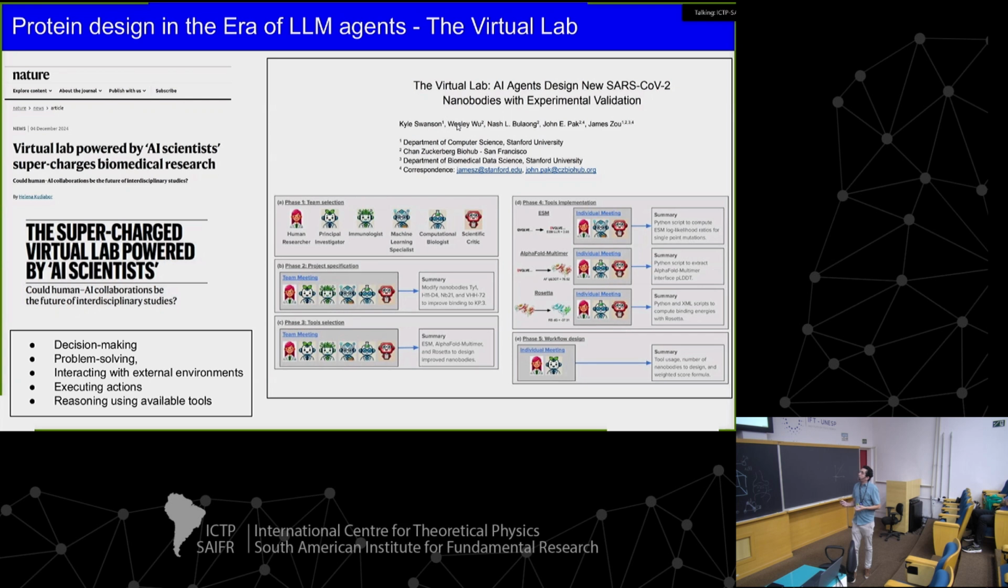But you have other agents, like a principal investigator, an immunologist, ML specialist, a computational biologist, a scientific critic, that based on the input of the human, let's try to design those nanobodies, they talk with each other in meetings for selecting tools. For instance, I think it's better to use ESM. Maybe let's try to use AlphaFold multimer. Then let's go to Rosetta to compute energy and see if your designs are good or not.